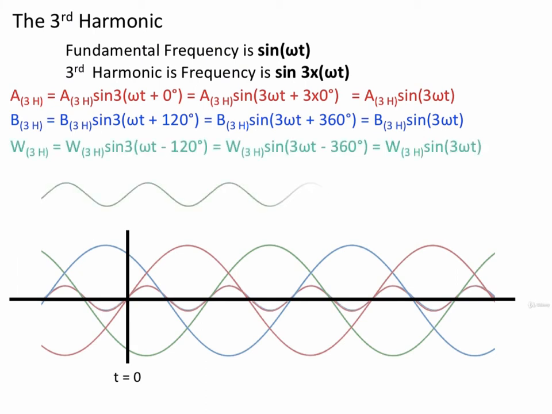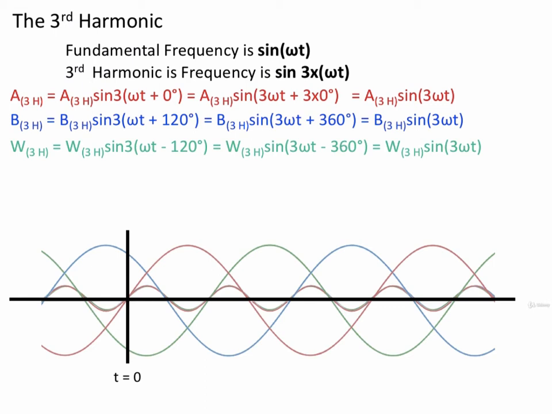The white phase is given by W3H sine (3 omega t - 120 degrees). Bringing the 3 inside the bracket gives us W3H sine (3 omega t - 360 degrees). Well, 360 is still 0 degrees, so if you subtract 0 degrees, you're left with W3H sine 3 omega t.